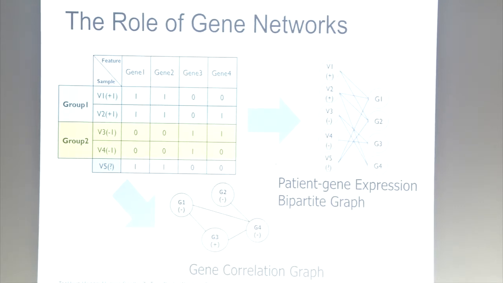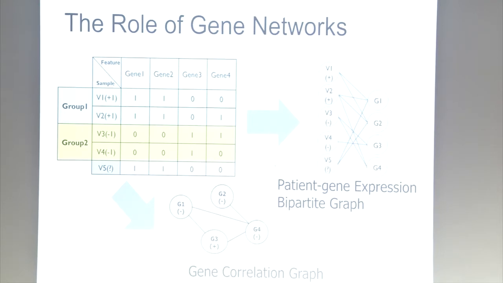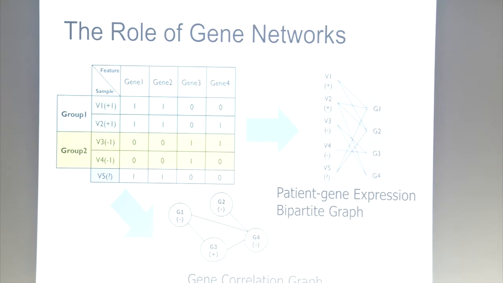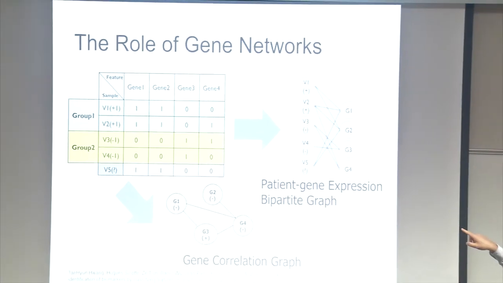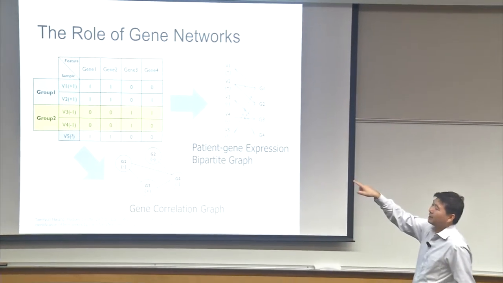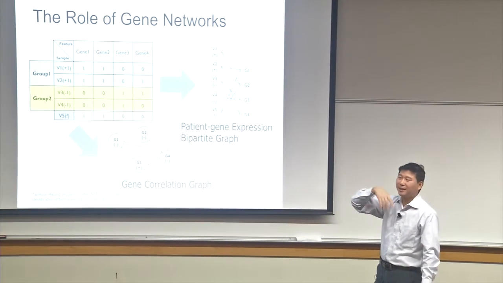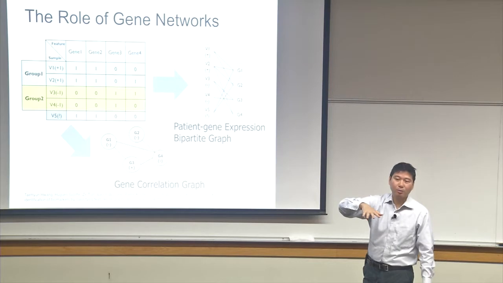So group 1 are the patients with, say, a positive response. And then group 2 will be those patients with negative response. Okay, so now you have the gene activities. 1 means the gene is highly active, right? So highly expressed. And 0 means it's not expressed or has very low expression.